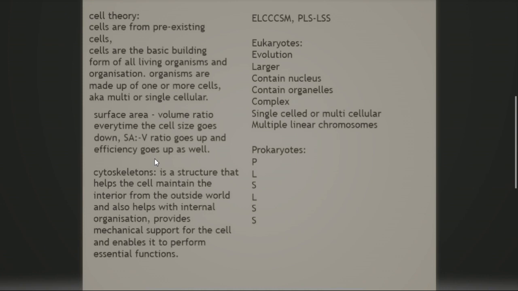So, anyways, cytoskeletons, they're like the structure of a cell. They're like the structural engineer type thing, right? So that's how I choose to remember it. Anyways, they help the cell. They're like mechanical support for the cell, essentially mechanical, that helps the cell perform certain essential things, right? So they also maintain the interior from the outside world, which is crucial.